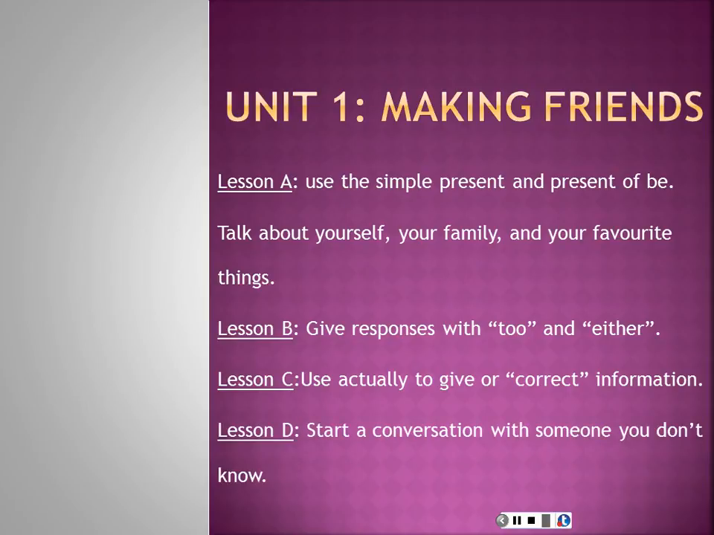The last lesson, lesson D, how to start a conversation with someone you don't know. If you meet someone for the first time, how to communicate with this person, what do you say to that person, how to ask questions to this new friend, to this person that you don't know. كيفية طرح أسئلة والحصول على معلومات من أشخاص لا نعرفهم، أشخاص نقابلهم للمرة الأولى. ما هي الأسئلة، ما هي المعلومات التي ممكن أن نحصل عليها وكيفية السؤال عنها. So this is what we will learn in lesson D.